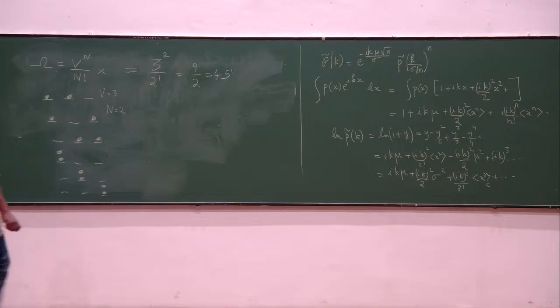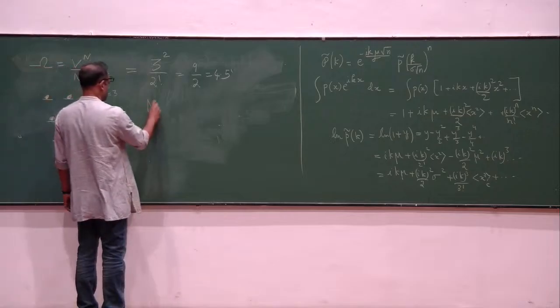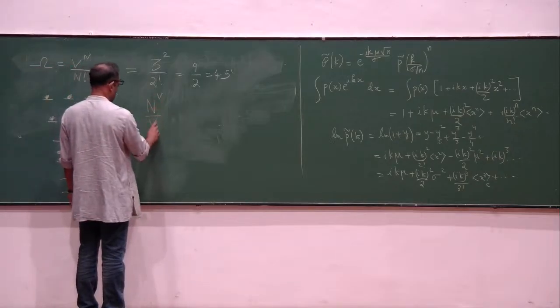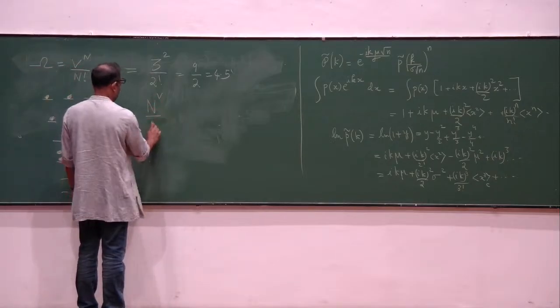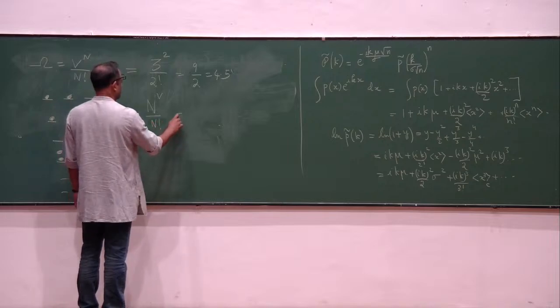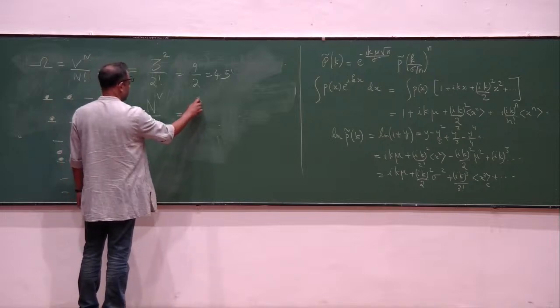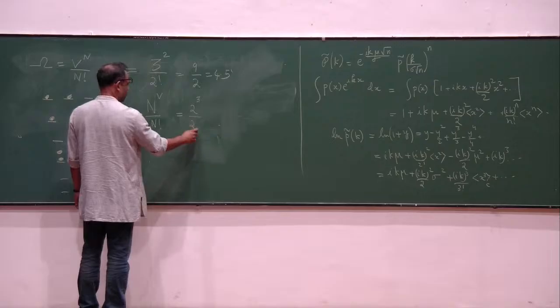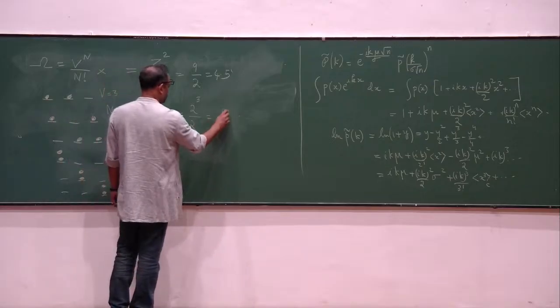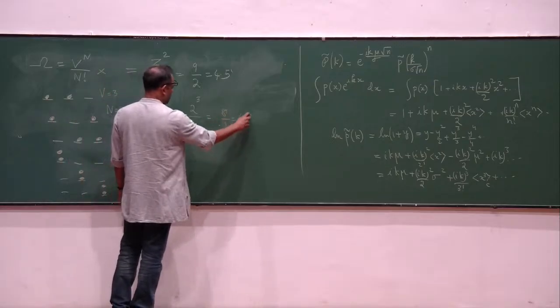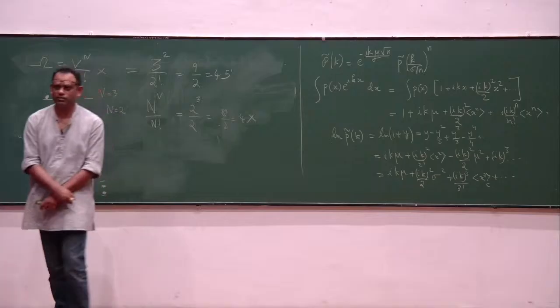n to the power v by n factorial. Let us substitute that by v factorial n factorial. This is equal to 2 to the power 3 by 2 factorial. 8 by 2 equals 4. Not correct.